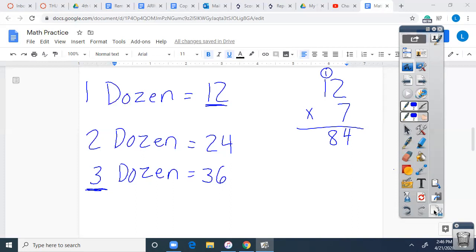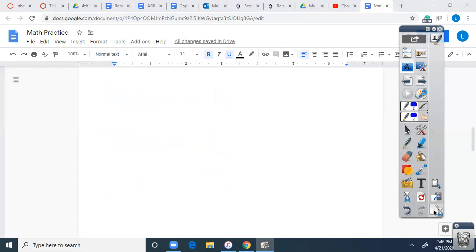Dozen equals 12. The next thing that you need to know is how many quarts equal a gallon. So we're doing a little bit more measurement. How many quarts equal 1 gallon? Anybody know? Think about it. 4 quarts equal 1 gallon.